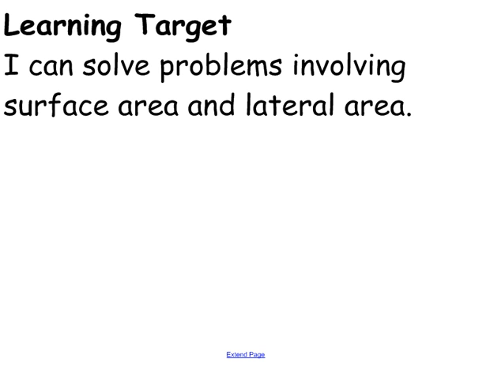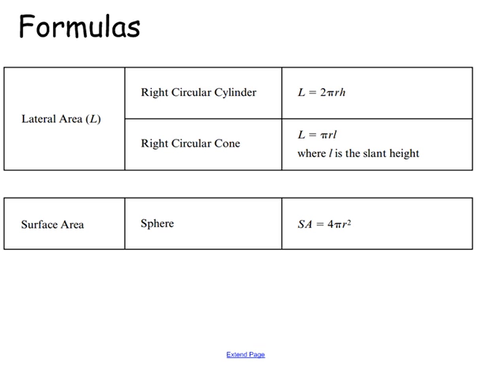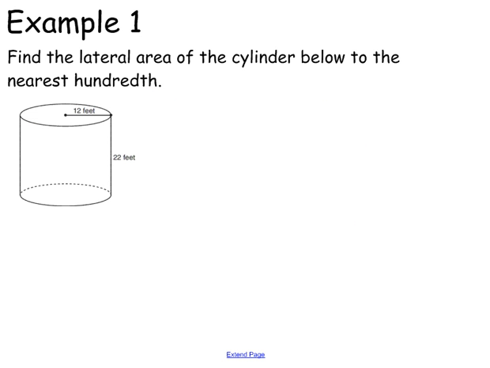Here in this video we're going to be looking at surface area and lateral area. So let's look at some formulas we're going to be using for this video. Here they are, formulas for lateral area and surface area. And we will begin with a lateral area problem. Example 1 says, find the lateral area of the cylinder below to the nearest hundredth.